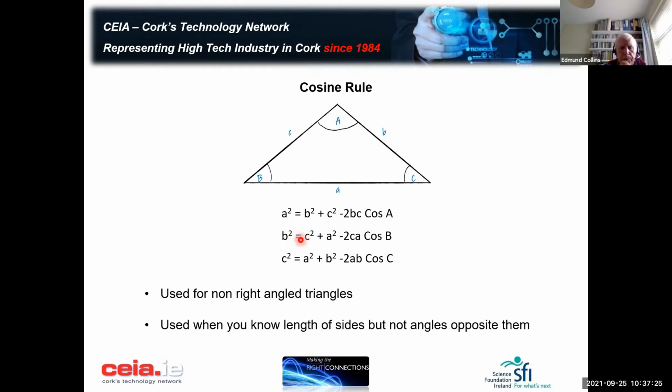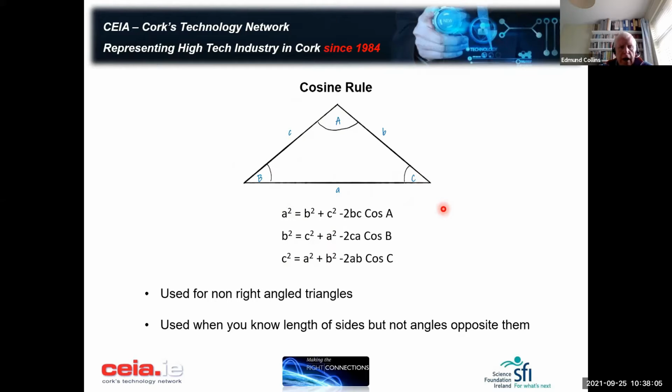Another version of the cosine rule works a bit like the sine rule. In this case, b squared equals c squared plus a squared minus 2ca, the cos of B, and then finally c squared equals a squared plus b squared minus 2ab, the cos of C. The important thing in using this rule is to remember that if you're dealing with c, the angle is opposite the length c. Or if you're dealing with a, it's the angle opposite the length a.